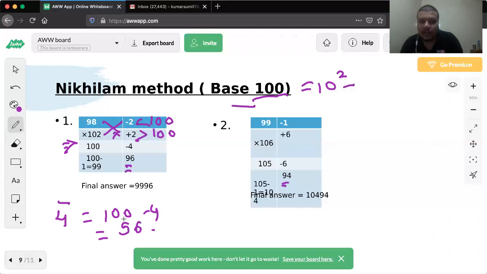Understood, guys? Why have we done 100? Because here the vinculum is 100. In the previous examples, the vinculum was 10, so we did 10 minus 4 equal to 6. But here, since the vinculum is 100, we do 100 minus 4 equal to 96. On the LHS, since we are doing the complement, we subtract 1. That remains the same. Whenever we are doing a complement, we transfer minus 1 to the LHS, whether we are using the 10 vinculum or the 100 vinculum. 100 minus 1 is 99. We merge the LHS and RHS, and the final answer is what, guys? 9996.